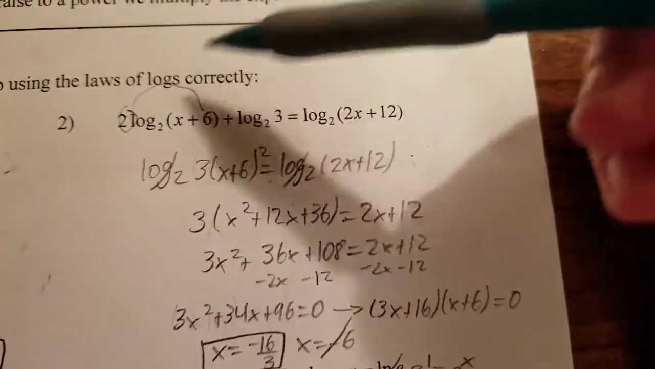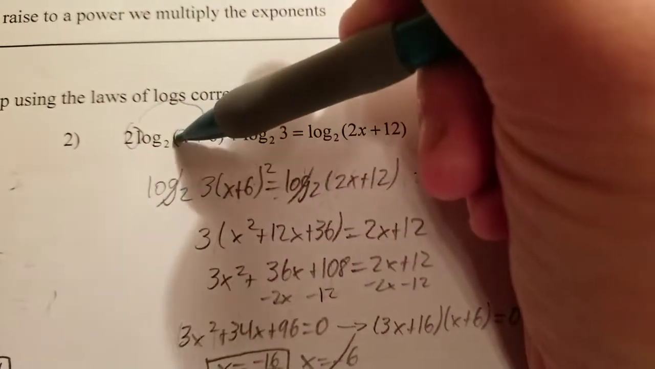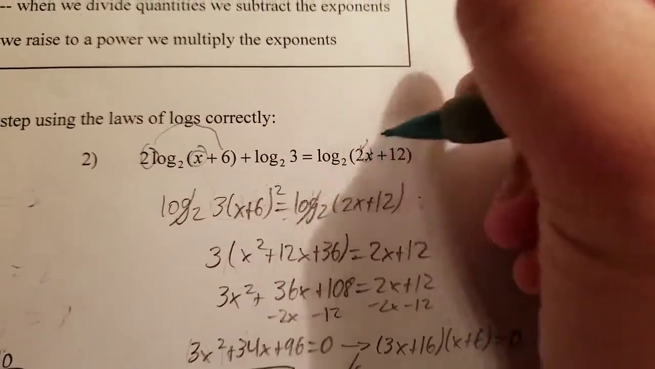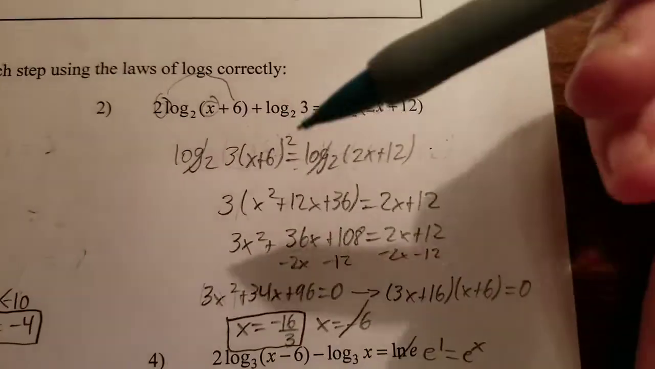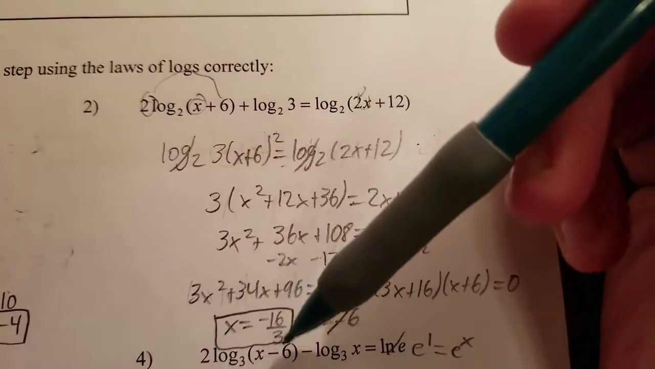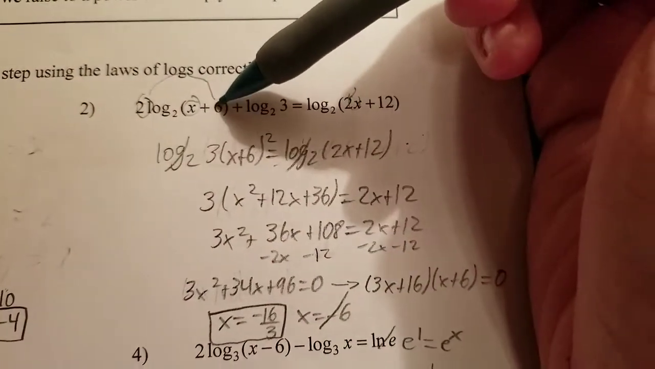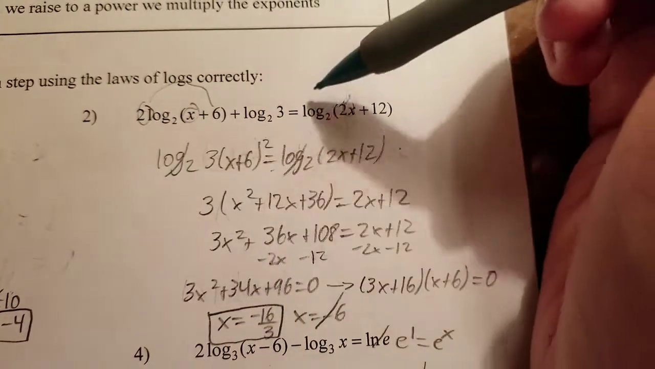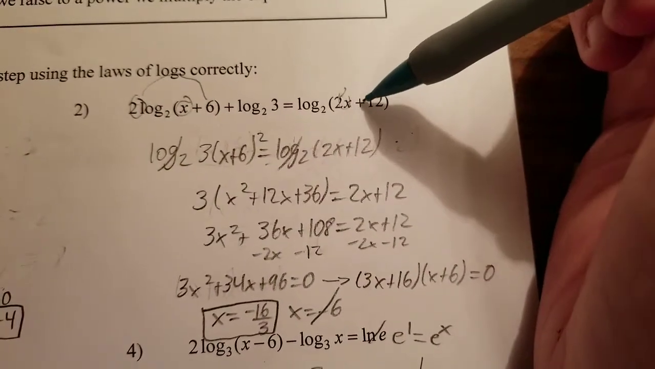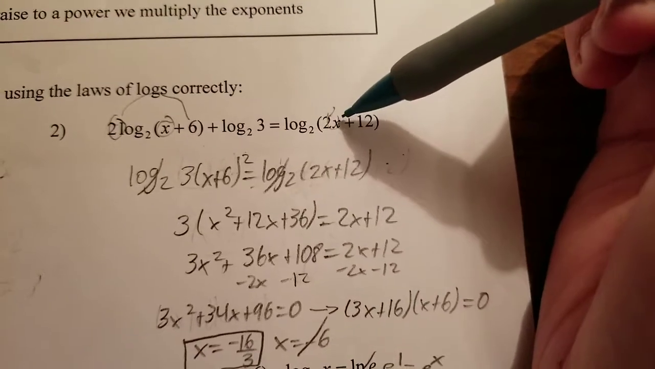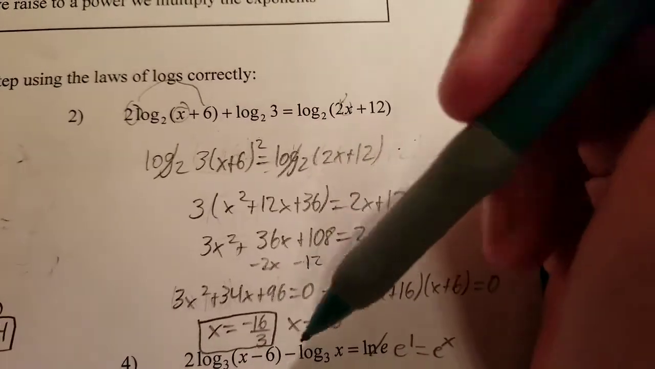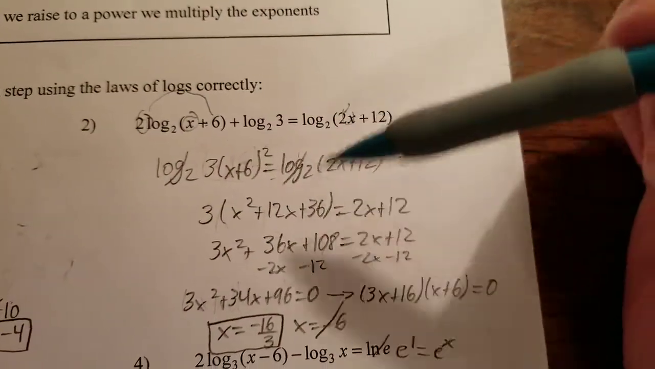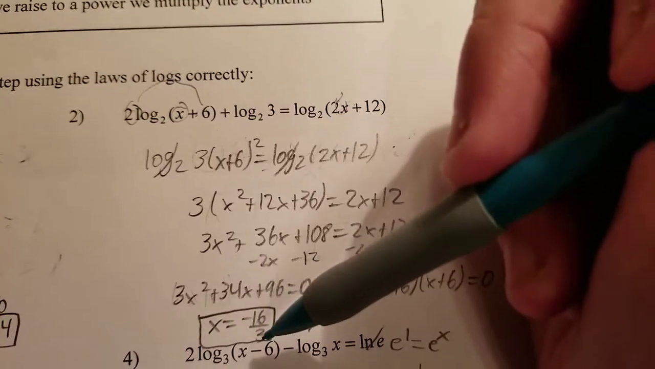Now we have to plug those back into the x's here and here to check if it makes it negative or 0. So negative 16 over 3 plus 6 is not negative or 0, and 2 times negative 16 over 3 plus 12 doesn't make that 0 or negative. But negative 6 can't be our answer because it makes this 0, and it also makes this 0. You can't have that. So your only answer is negative 16 over 3.